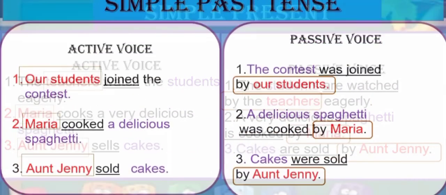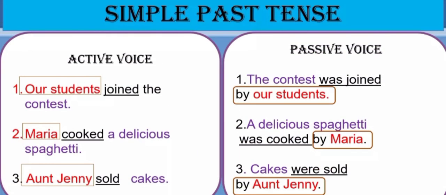How about the simple past tense? What happens to the verb in the passive voice? Our students joined the contest. You see, I made use of the same sentences so that you will be able to see the differences that took place. So it's better and it's easier for you to understand. So now we have the contest was joined by our students. Okay? So we now have here our students joined the contest. So the contest was joined by our students.